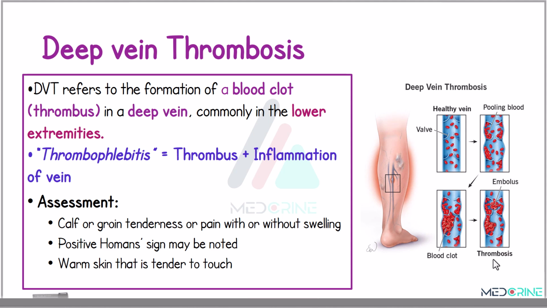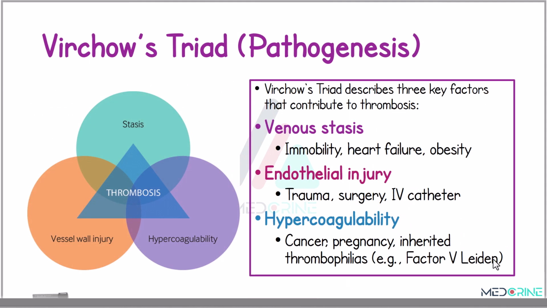Clinically, the most common signs of deep vein thrombosis include unilateral calf or groin pain and tenderness, often accompanied by swelling. The affected area may be warm and tender to touch, and a positive Homan sign, which is calf pain elicited during dorsiflexion of the foot, may be present. Although this finding lacks specificity and should not be used in isolation for diagnosis.